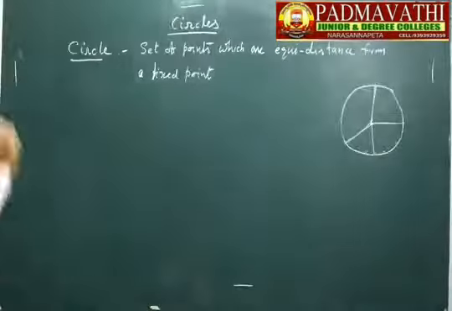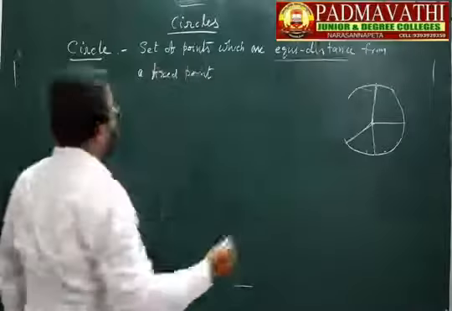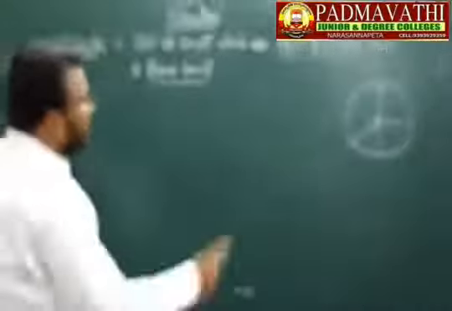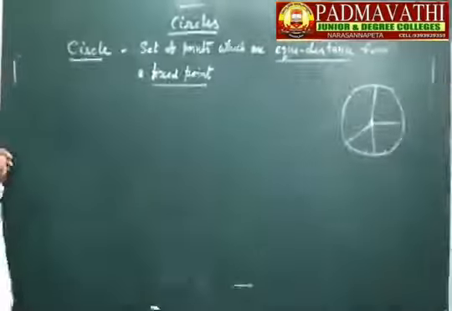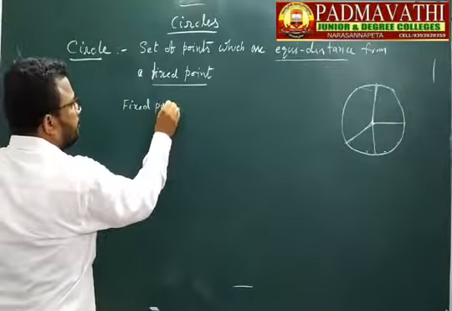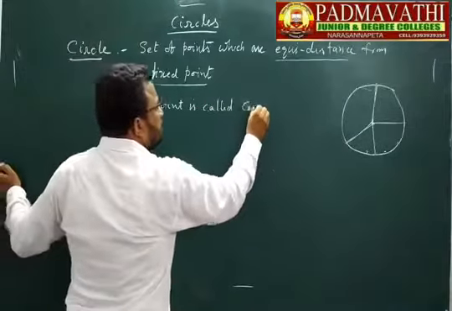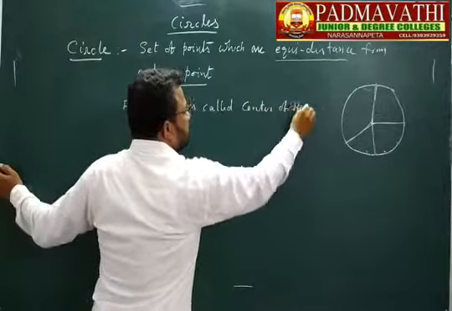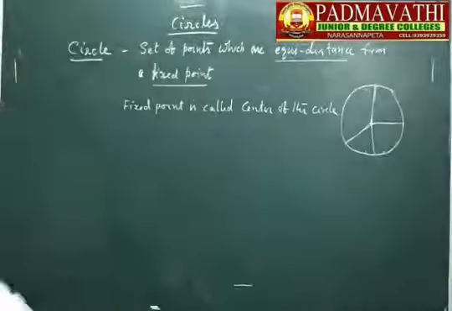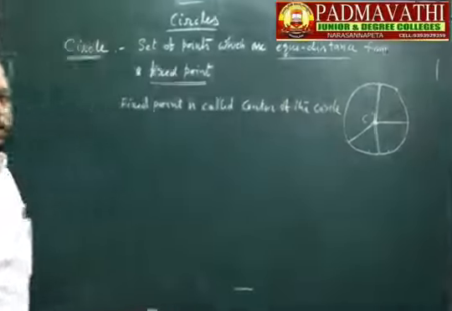Here we have to observe 2 concepts, that is equidistance and also fixed point. In the circle, the fixed point is called the center of the circle. It is always denoted by C.